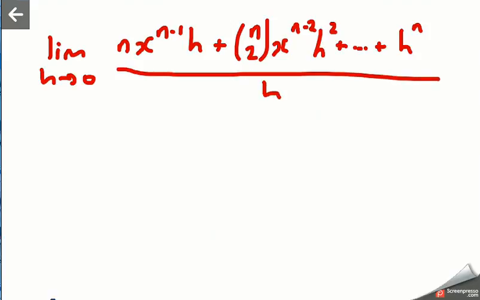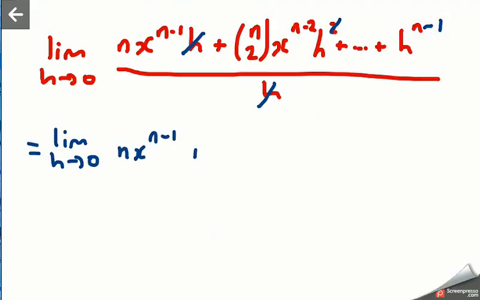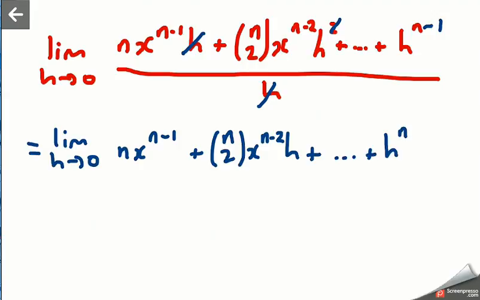Well, what we're going to do is actually we're going to take away 1 from all of these powers. We're going to take away 1 from all of these powers, except this one is going to cancel off because h divided by h is 1. So what we're left with now is the limit as h tends to 0 of n x to the power of n minus 1 plus n choose 2 x to the power of n minus 2 times h plus all the way up to h to the power of n minus 1.